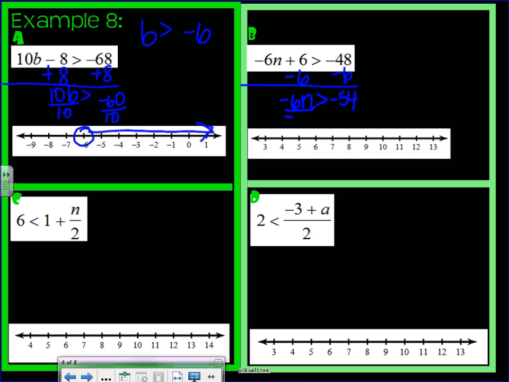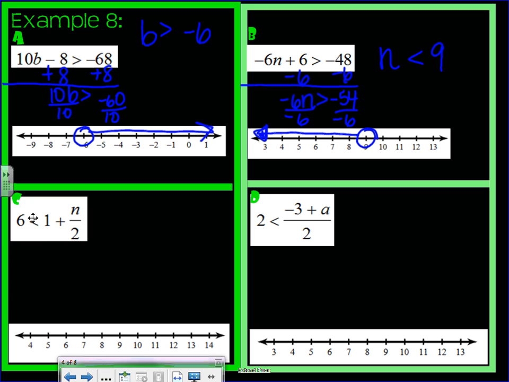I'm dividing by a negative 6. So again, just like on the previous slide, I told you that when you divide by a negative, you must switch the sign. So this would actually be n is less than a positive 9. All right, so I'm going to go down here, again make an open circle at 9 since there's no equal sign. And since it's saying that it's less than, I'm going to go to the left. So make sure that you are copying all of these examples down, especially their graphs too.